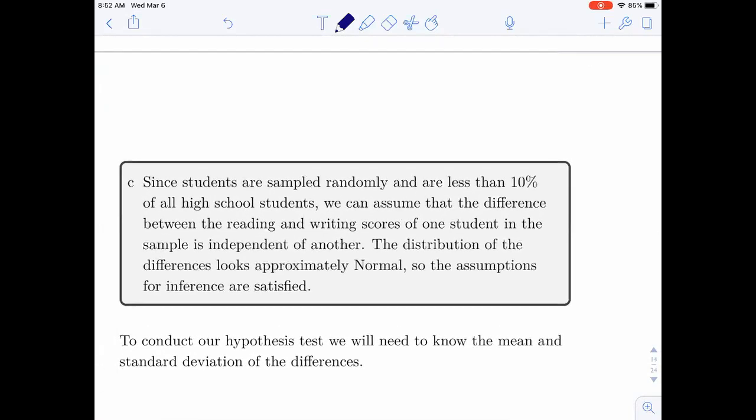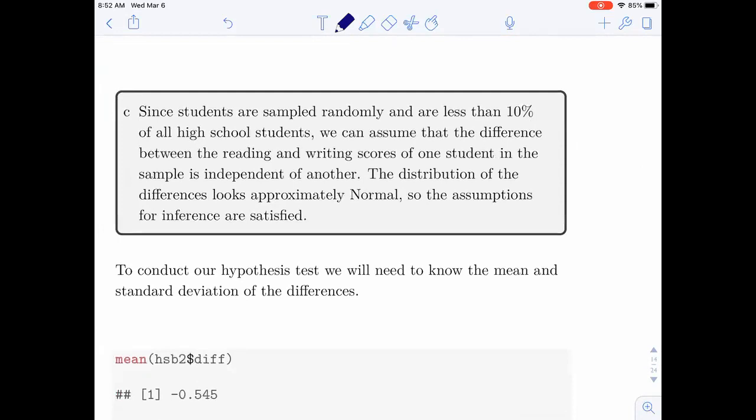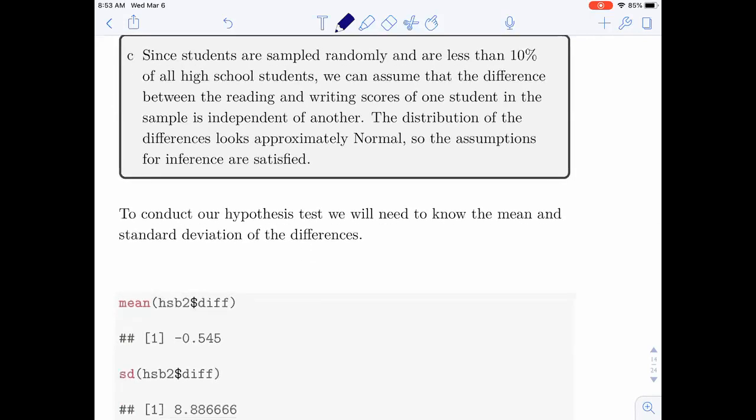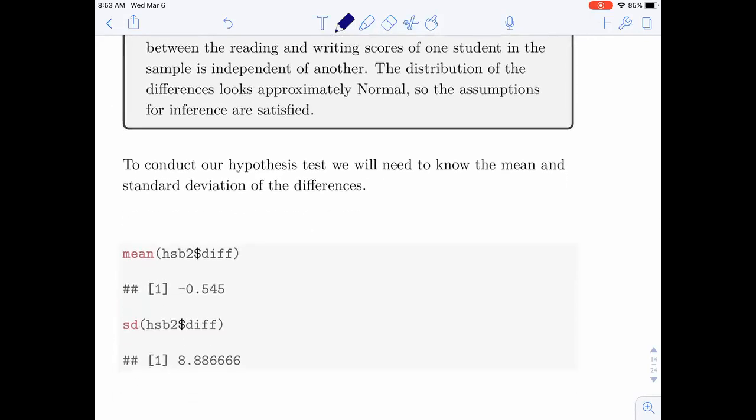Here's the blurb I stole from the textbook. They went really deep. Since the students are sampled randomly and are less than 10% of all high school students, blah, blah, blah. At the end of the day, even if these assumptions don't check out, we're still going to go ahead and use the t-test because we don't have any other tools. And so that's why I don't really focus on the assumptions for t-tests, but I will for proportions.